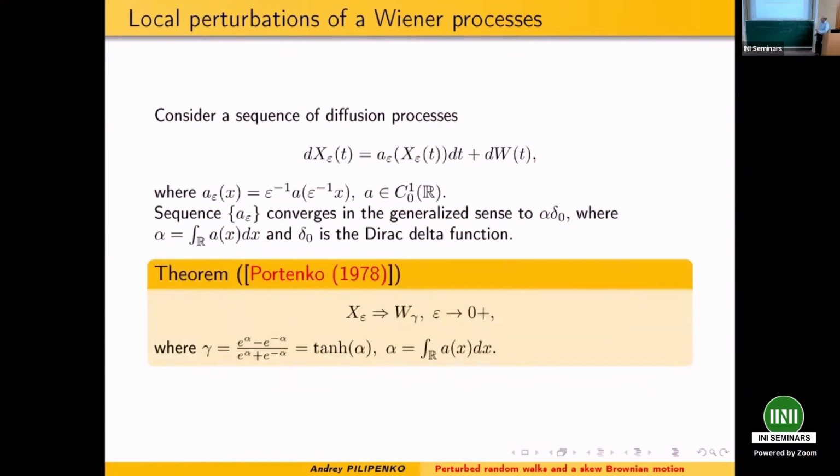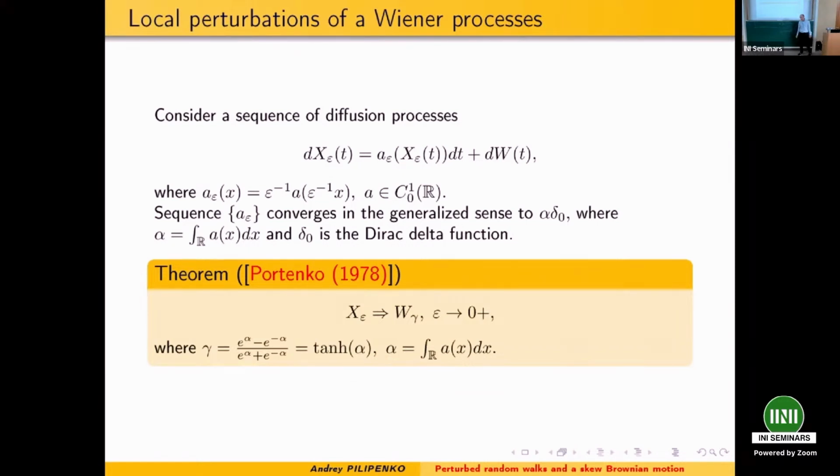And it was shown by Portenko that the limit is a skew Brownian motion, but the parameter gamma is not alpha, but hyperbolic tangent of alpha. And this means that when you study a skew Brownian motion, you must be very, very careful, because we have invariance principle, but the parameter is not the same. It is different.